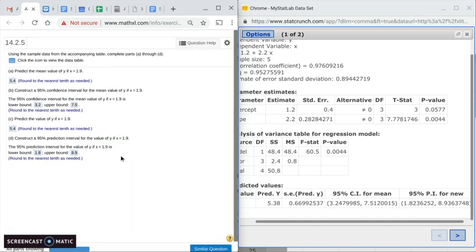It's all good. Okay, so I hope that helped on this question and how to use StatCrunch to get it, and why these are different. That's important. That's really important.